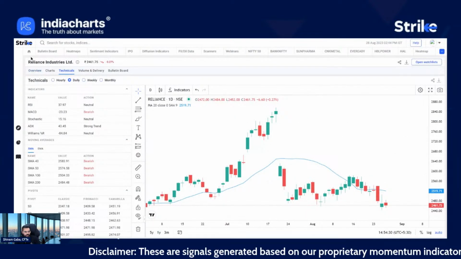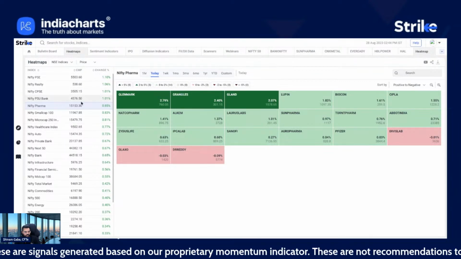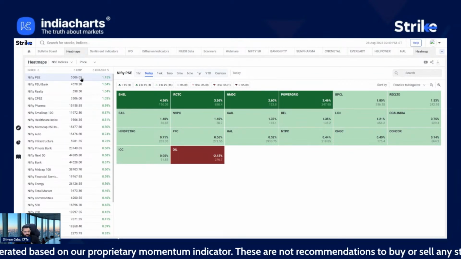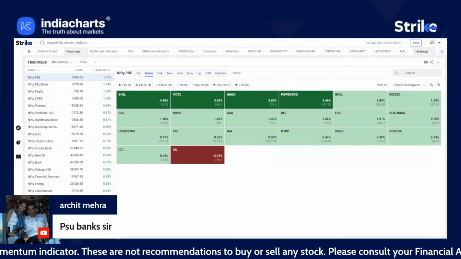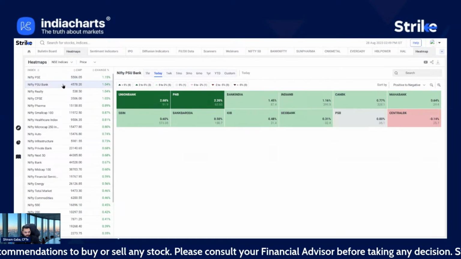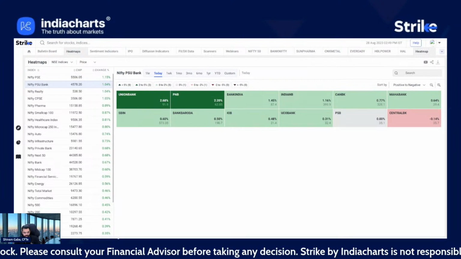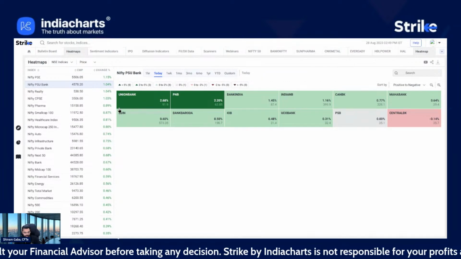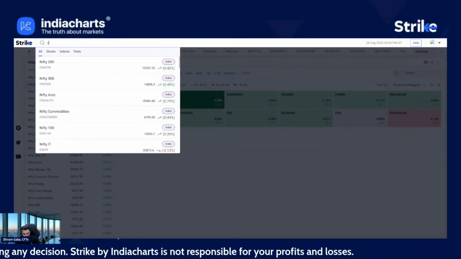Back to the Strike platform. PSU banks. PSU banks have been already very strong, and even today you can see at the top, in the second number, we are seeing the PSU bank index itself. So let's look at the index only.